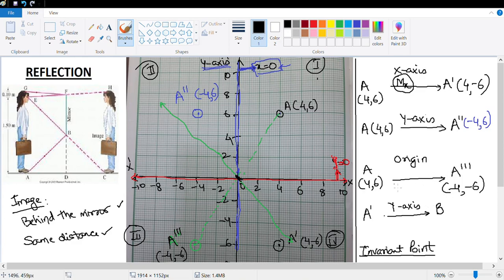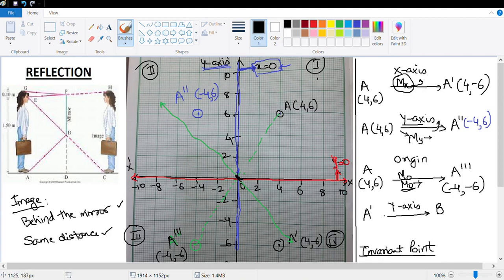Now, there is something that I would want you to notice. This is the y-axis. This is known as reflecting on the y-axis, and it is also written as My. Now, reflecting on the origin is also written as Mo. So if you write Mo, it basically means that you're reflecting on the origin. If you write My, you're reflecting on the y-axis. If you write Mx, you're reflecting on the x-axis.